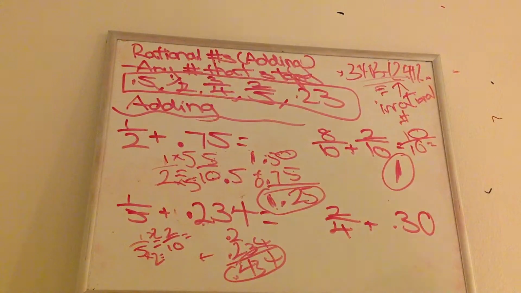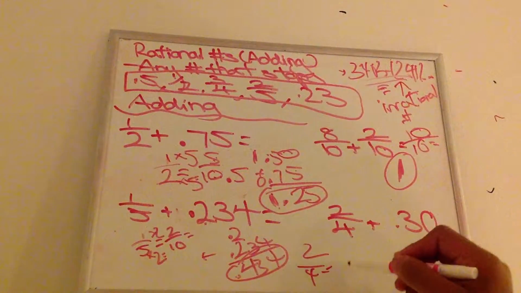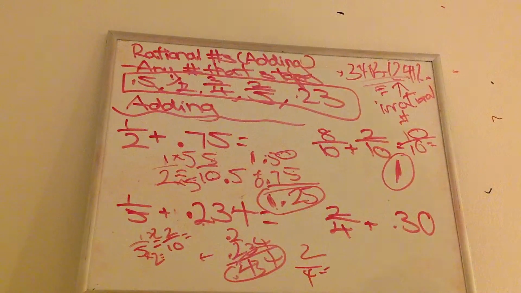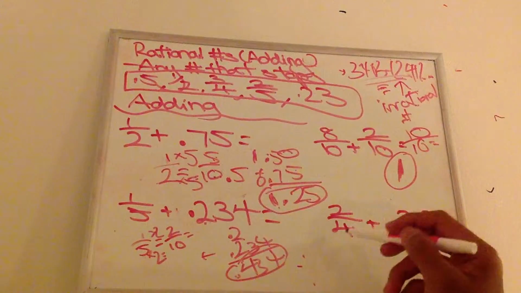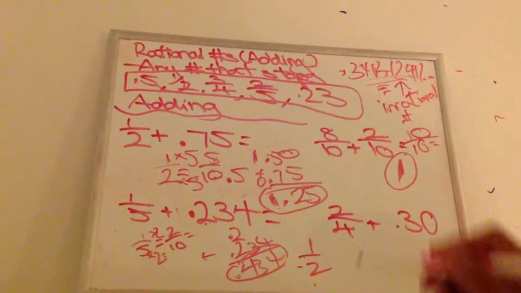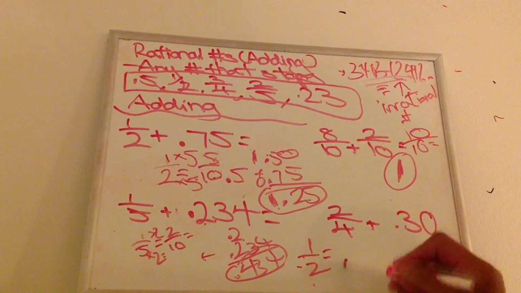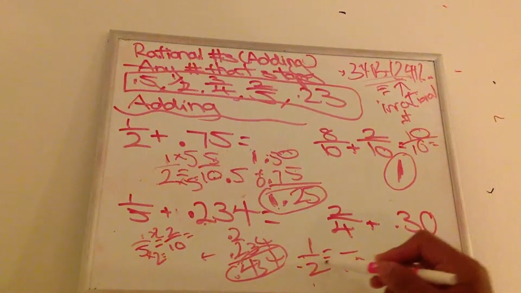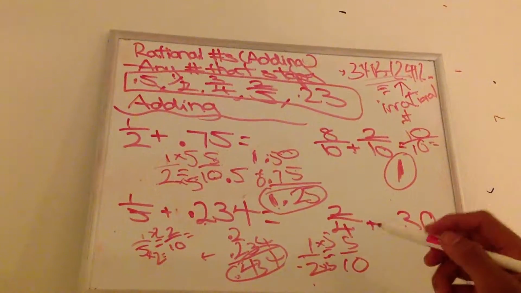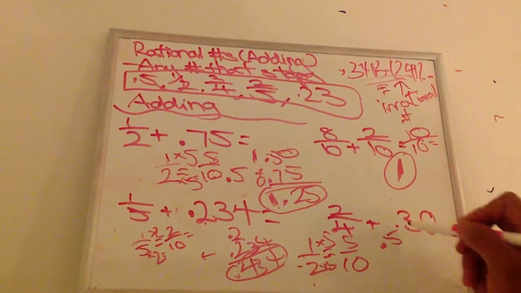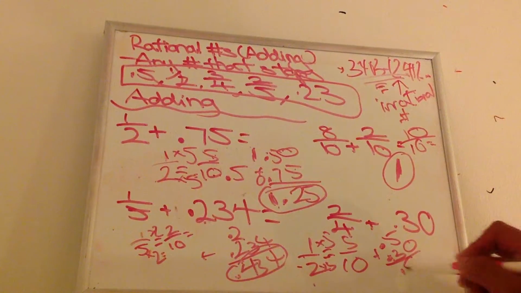Now 2/4 plus 0.30. 2/4, you want to reduce that first to 1/2. Now 1/2, to change that into decimal form, put it over the 10. 2 times 5 is 10. 1 times 5 is 5. And now, since it's over 10, you put it in the tenths spot. 0.5 plus 0.30 is 0.8.